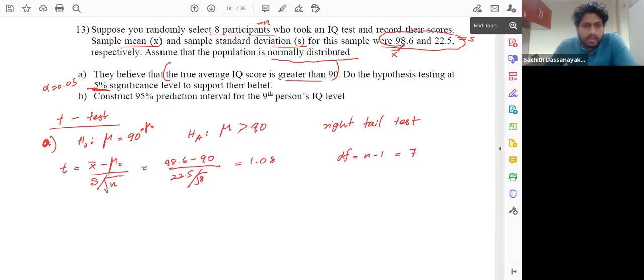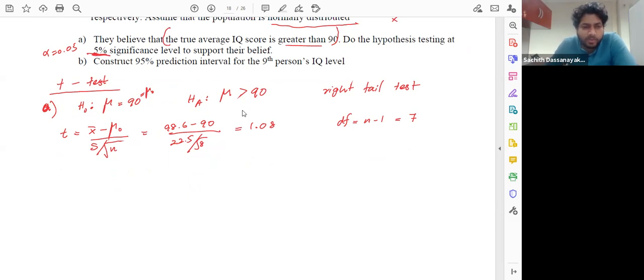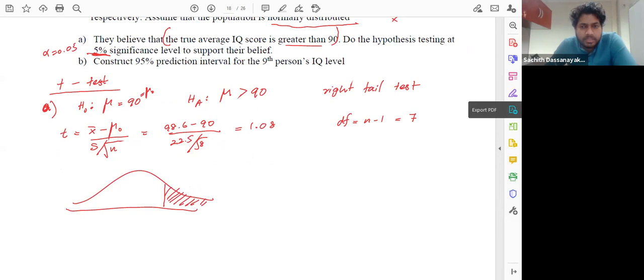So go to the table. They haven't mentioned which method you need to use. It is easy. Just pick whatever you want, either critical value approach or p-value approach. If I pick the p-value approach, this is a right tail test. You have a distribution like this. This is what they have mentioned. This is our value, 1.08, our t value, t-cal. You have to find the p value.